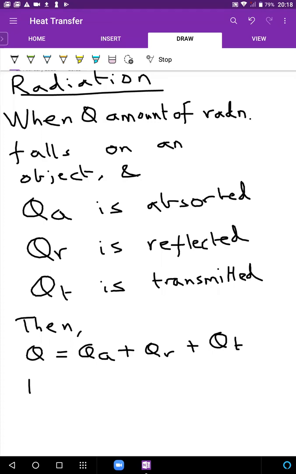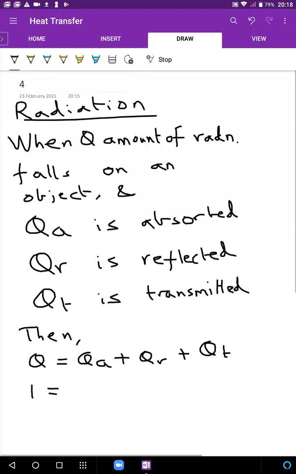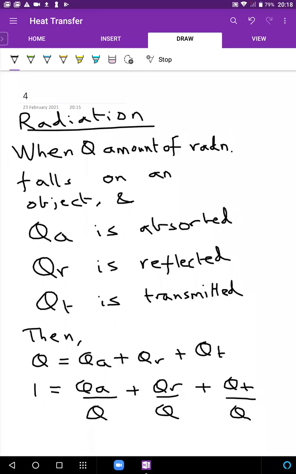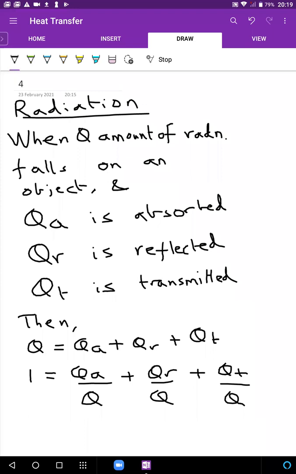If I divide both sides by the total energy falling, by Q, we get 1 equals QA by Q, which is the fraction absorbed, plus QR by Q, which is the fraction reflected, and QT by Q, which is the fraction transmitted. The fraction absorbed, reflected, and transmitted all have special names, which I'm going to go over in the next slide. So you can meanwhile copy this.